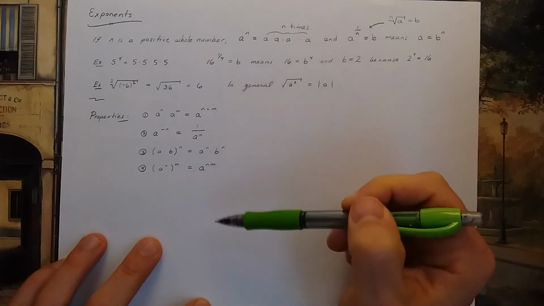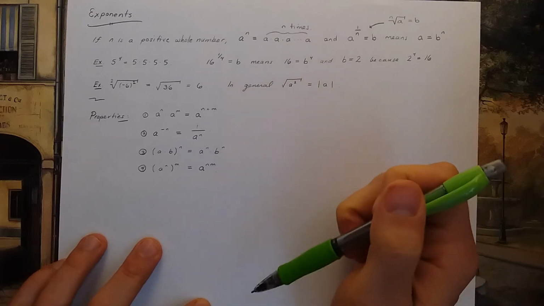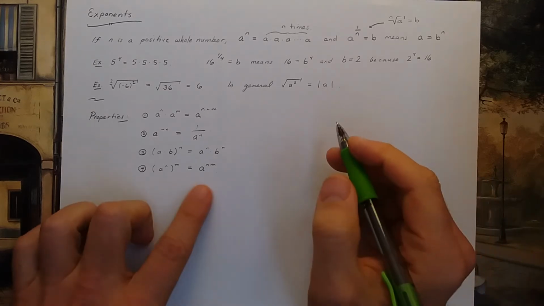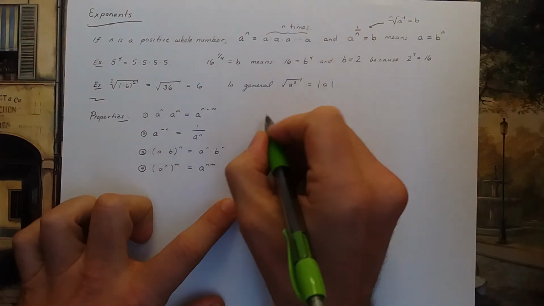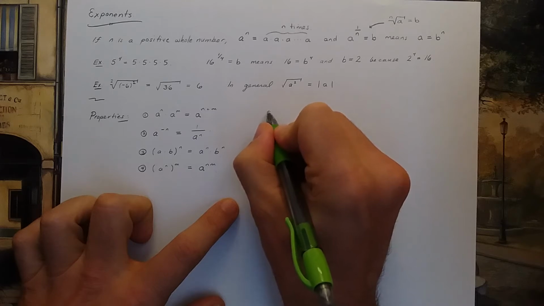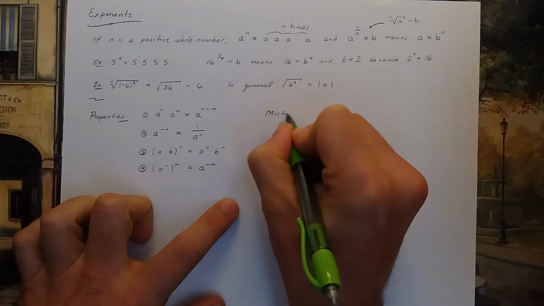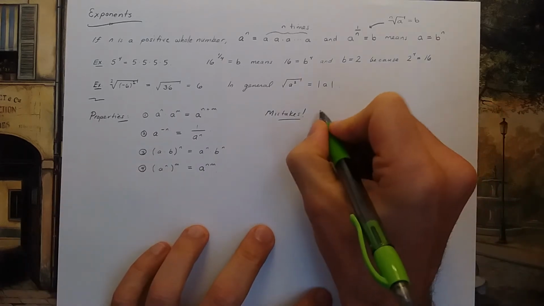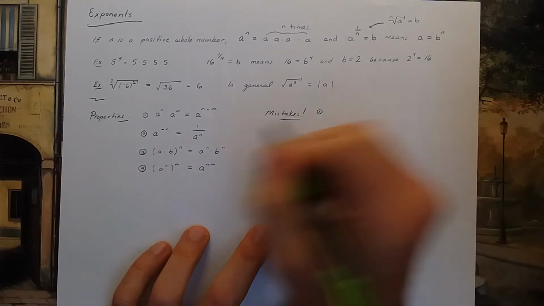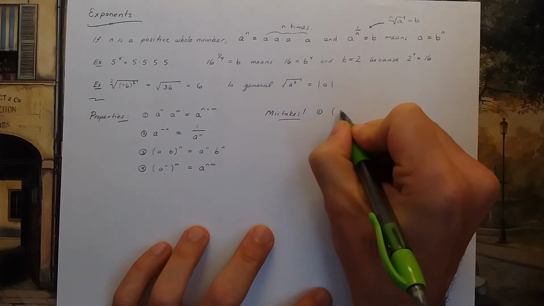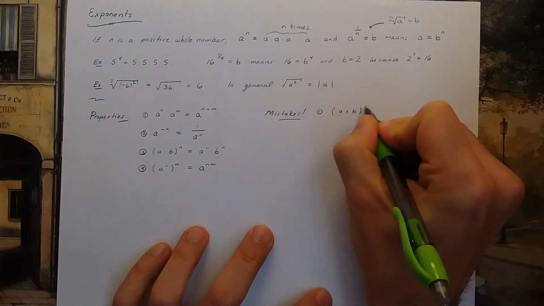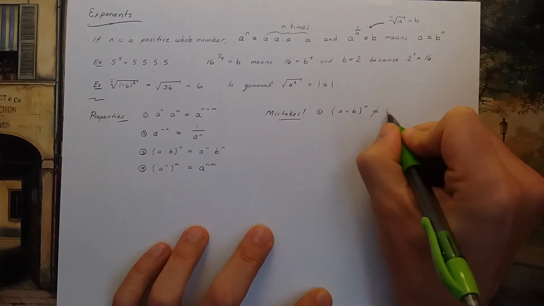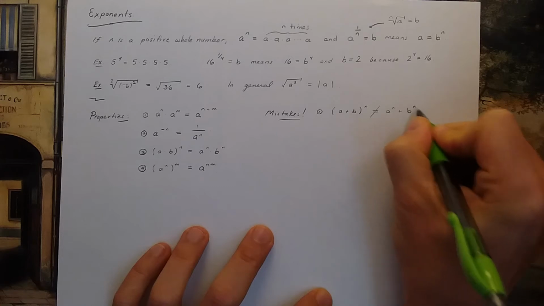So these are all true properties, but I'd also like to write down some embarrassing mistakes. Some embarrassing mistakes that I never want you to make. So here are mistakes. Please don't make these mistakes. I'll get irritated, but some people will, because I see them all over the place. If I have a plus b to the n power, then that is not equal to a to the n plus b to the n power.